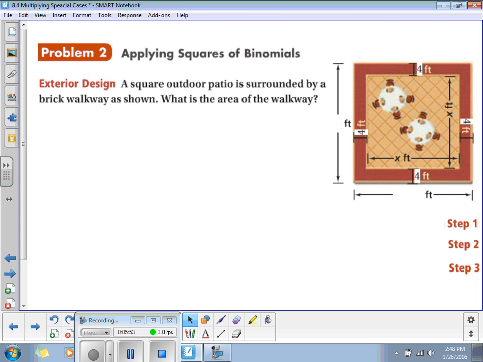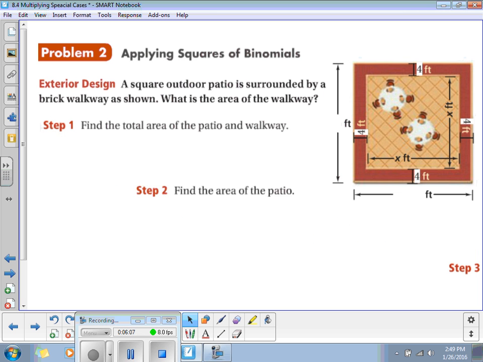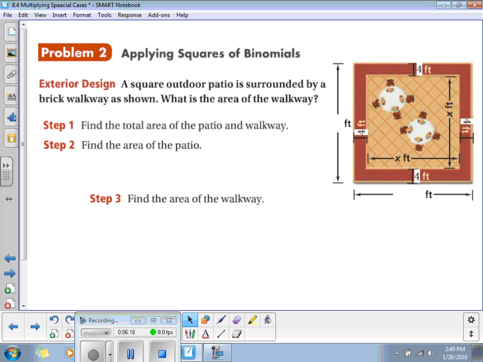So step 1 is to find the total area of the patio and the walkway. You find the whole thing, right? Then what am I going to do with this patio? Then I need the area of the patio. What am I going to do with those? Then you're going to subtract them. Step 3 is you're going to find the area of the walkway by subtracting.